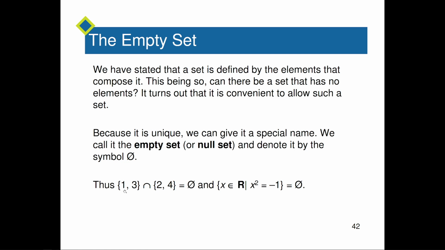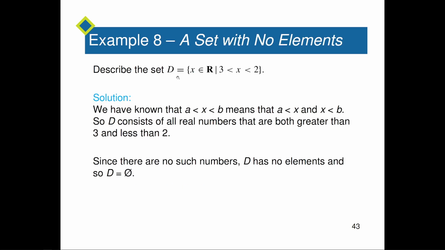So what is the intersection of these two sets, 1, 3 and 2, 4? Well, there are no elements here that are inside here, so they have no elements in common. So the intersection is equal to the empty set because they have no elements in common with each other, right? This example here asks to describe the set D, where x is restricted between 3 and 2. Since there are no numbers here that satisfy this inequality, D has no elements and D is equal to the empty set. Okay.